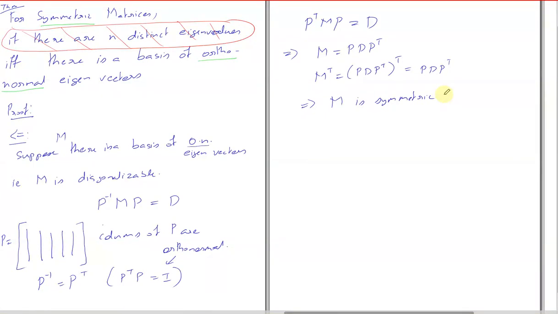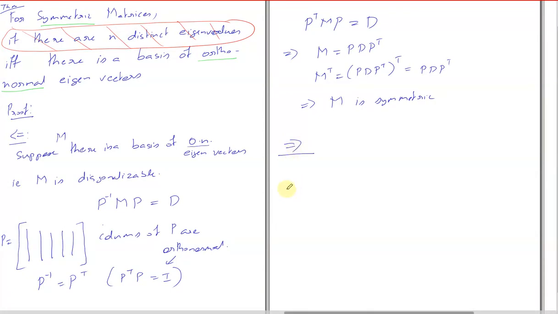So if we assume that the matrix M has a basis of orthonormal eigenvectors, then M has to be a symmetric matrix. So this is the backward direction of the statement, and we need to prove the forward direction of the statement.